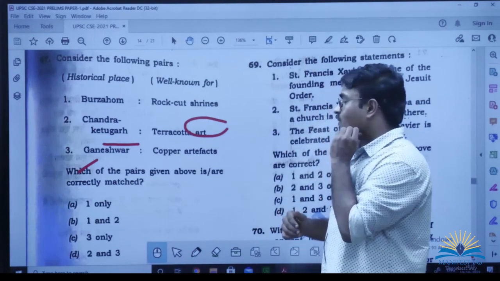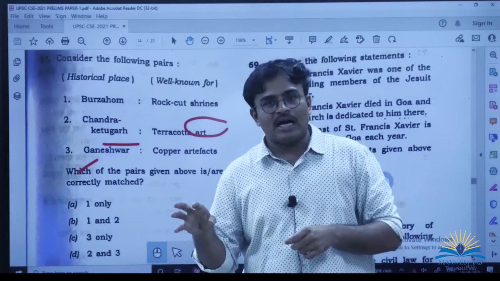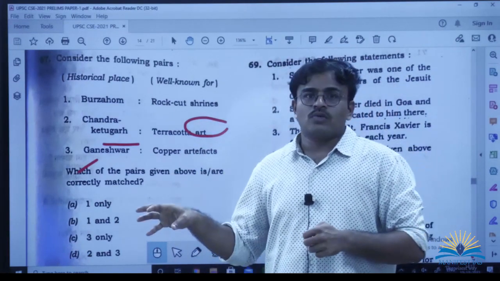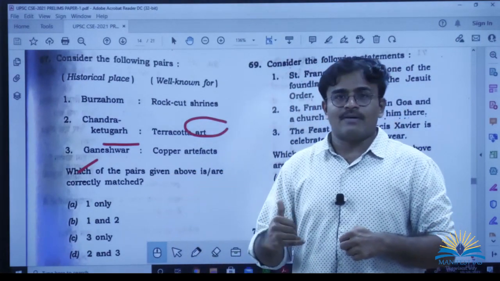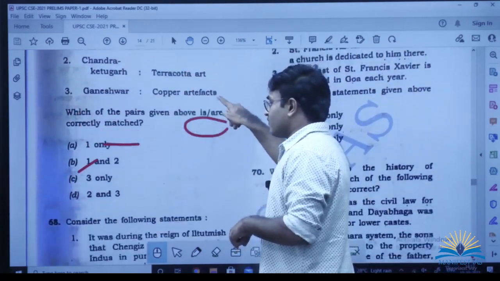And the next one is Ganeshwar. Ganeshwar is a very important site of Rajasthan, which is associated with copper artefacts, because it is very close to the Khetri mines of Rajasthan, where copper is abundantly found. So naturally, the answer for this question is 2 and 3. That is, D is the answer for this question.